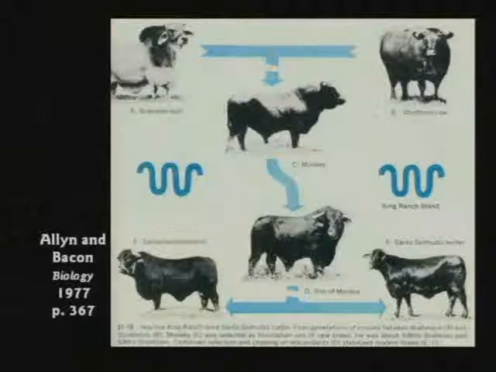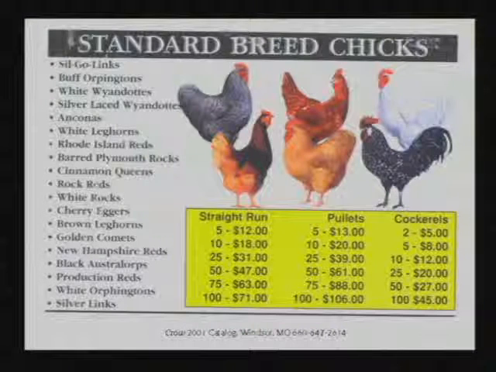There's a variety of cows. They might have had a common ancestor, a cow. There's a variety of chickens. This is a magazine where you order chickens. What kind you want to get?